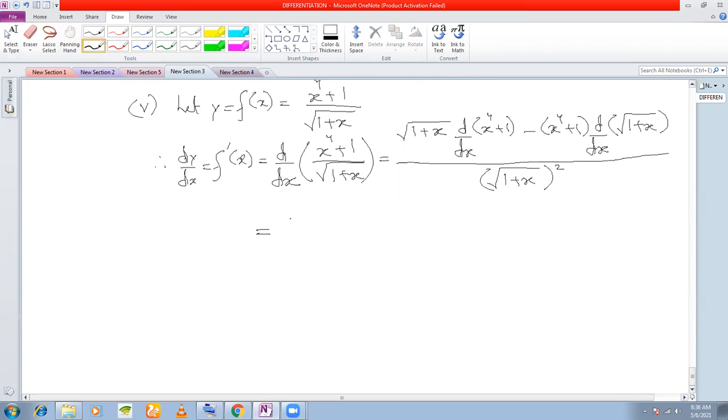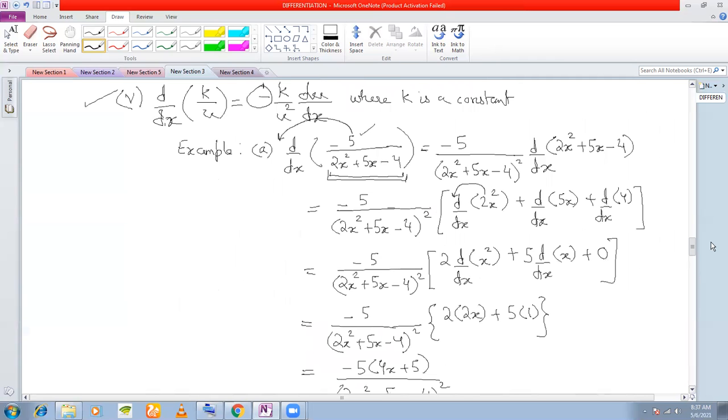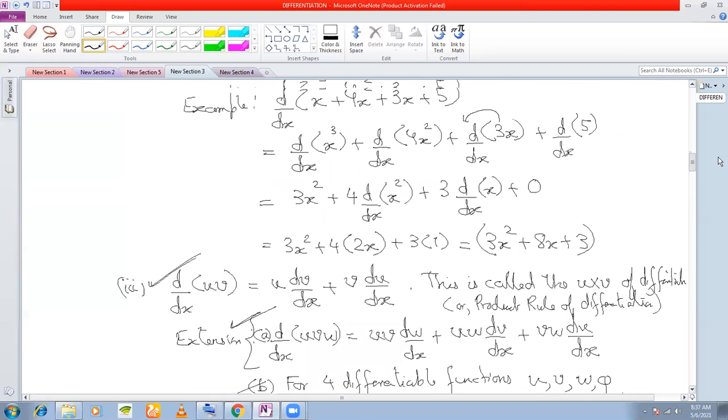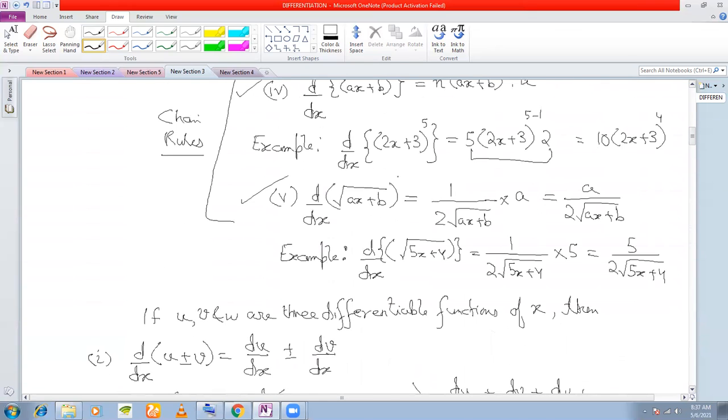Now we shall have 1 plus x. Now we shall differentiate. I take the liberty of differentiating x to the power 4 plus 1 directly to get 4x cubed. Okay. Minus x to the power of 4 plus 1. And now d/dx of root 1 plus x. You remember the result d/dx of root ax plus b? Let me see which this result. This one. d/dx of root ax plus b.